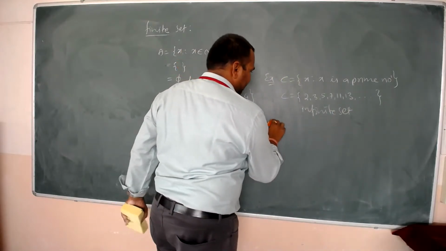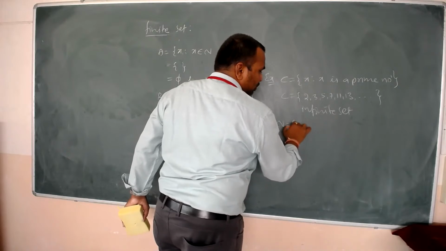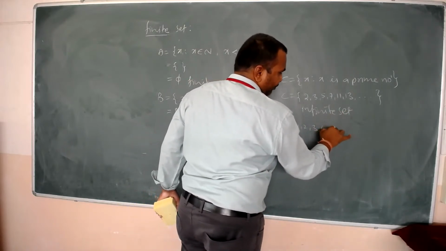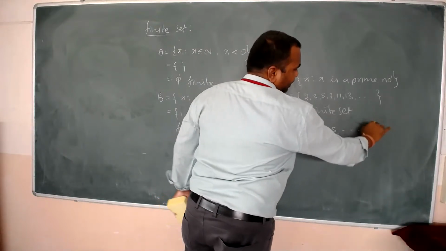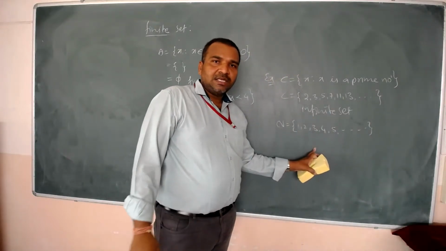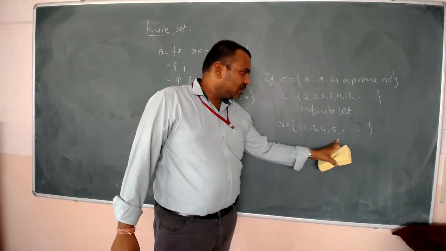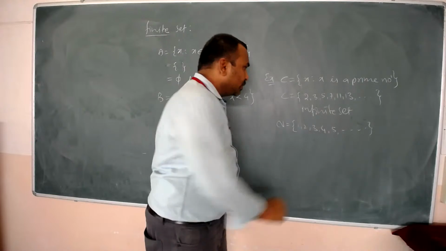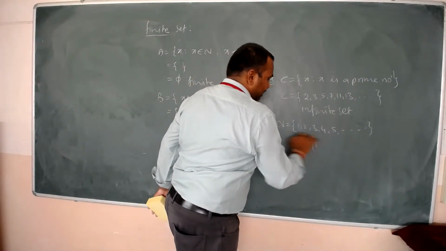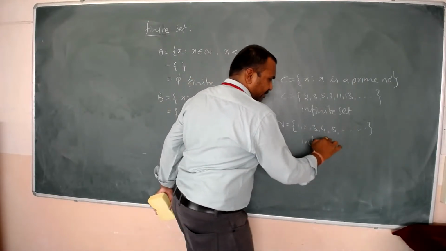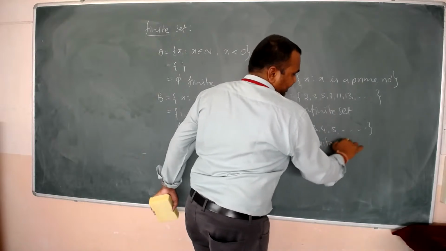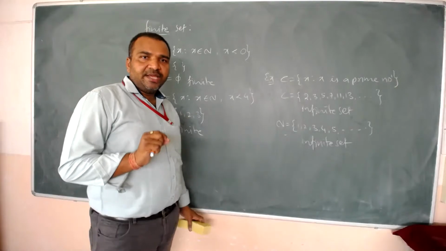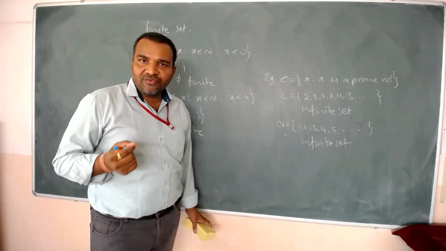I will write one more example. N is equal to the set of natural numbers. What are the natural numbers? 1, 2, 3, 4, 5, and so on. Can we count them? No. Natural numbers are uncountable. So this one is infinite. Finite set: a set which is empty or contains a definite number of elements.